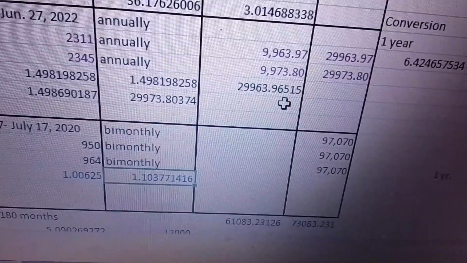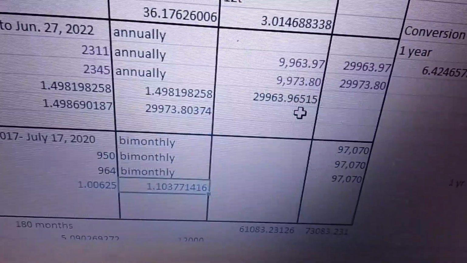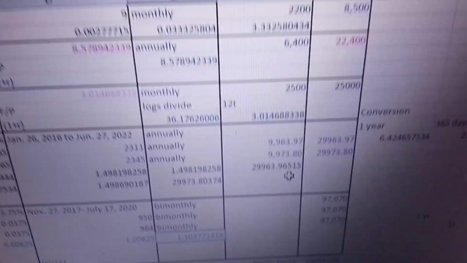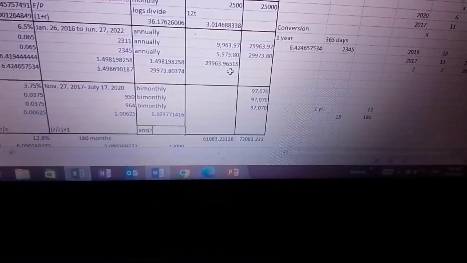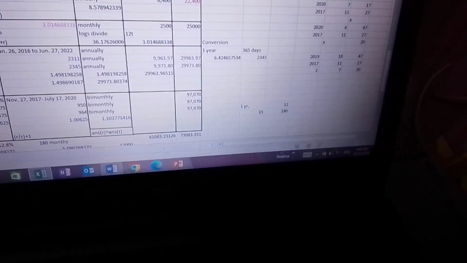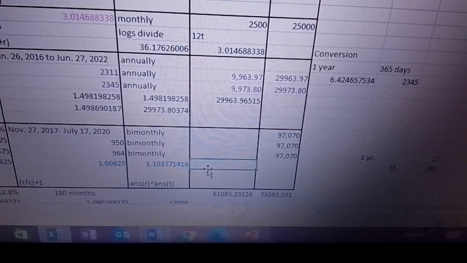R raised to the t power. Remember, this is what I did. So I have to color this. And when I do that, I get an answer of 1.103771416. Okay? So that is our rate, the answer of R raised to the answer of T. There, answer of R raised to answer of T. And we should get this answer.